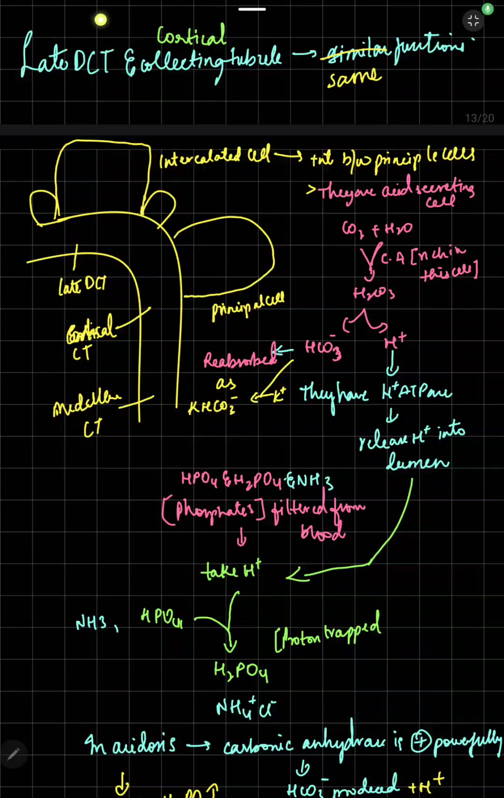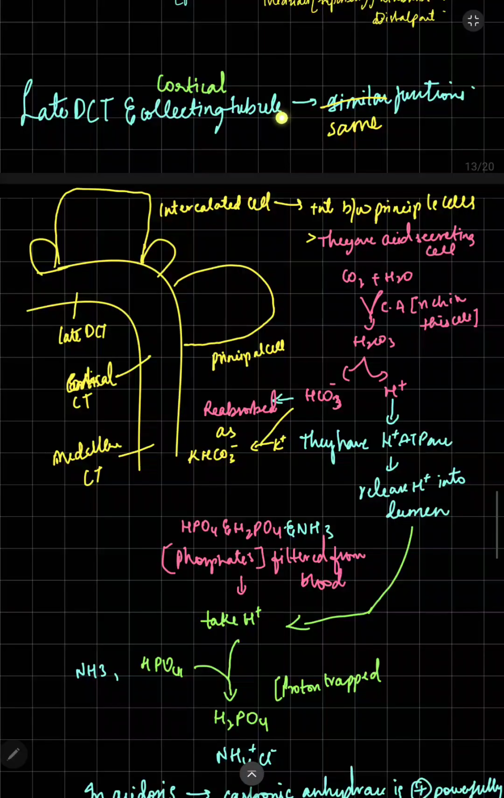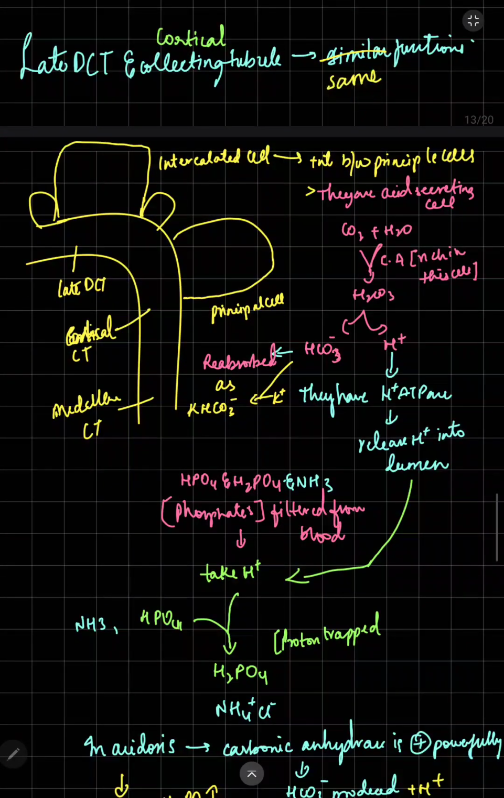Okay, so we're going to talk about the late part of the DCT and cortical collecting tubule functions. So basically, this is the late part of the DCT, and the collecting tubule has two parts, one which is in the cortex and one which is in the medulla, right? The late part of the DCT and the cortical collecting tubule have almost the same function, because they have similar cells. They have principal cells and intercalated cells, intercalated between the principal cells.